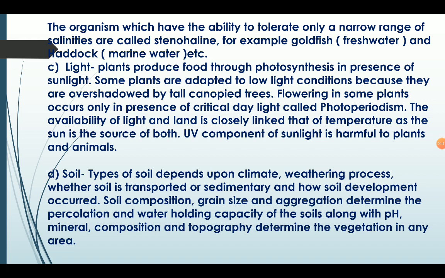And the next one is soil. The type of soil depends upon climate, weathering process, whether soil is transported or sedimentary, and how soil development occurred. Soil composition and grain size and aggregation determine the percolation and water holding capacity of the soil, along with the pH, mineral composition and topography, which determine the vegetation in any area.